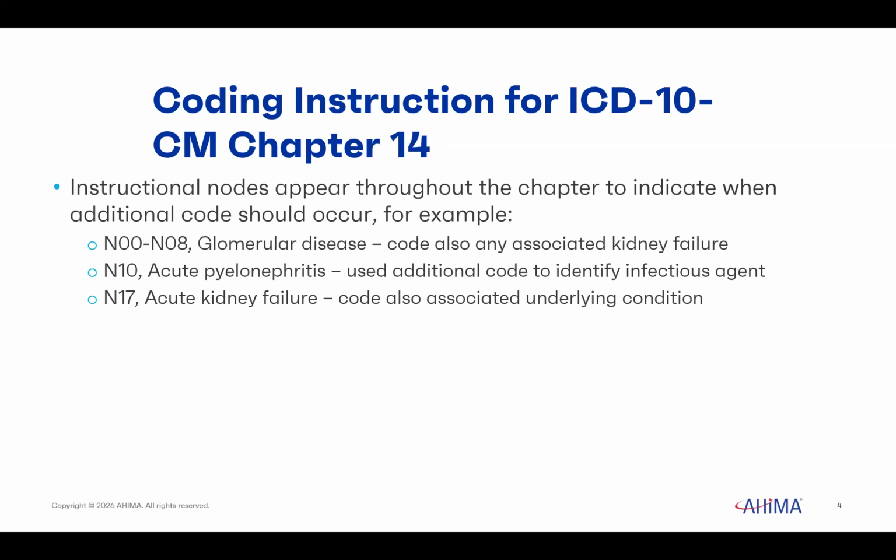There are some instructional notes for additional codes, and you can see some examples here. If a kidney disorder is present alongside kidney failure, or if an infection is involved, you may need to code the organism separately. And again, this is another chapter where you need to read the tabular carefully, and you'll be rewarded for your carefulness with the correct code.